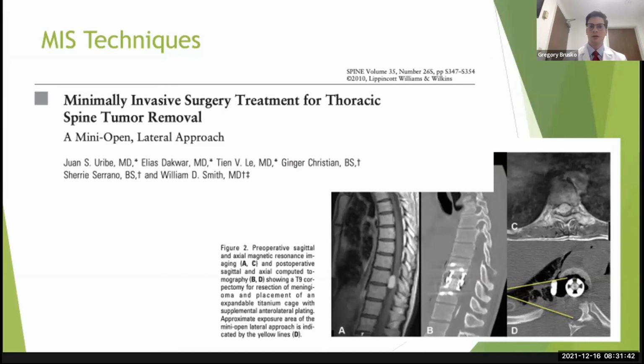And so in this study, Dr. Uribe demonstrated 21 consecutive patients with a mean improvement in VAS and ODI scores overall, and they found just one perioperative complication, which was a pneumonia in a patient, but there were no intraoperative complications, no pneumothoraces or pseudomeningoceles that they found, and just 2 patients were noted to have some residual tumor, which was asymptomatic, and they didn't require any additional treatment.